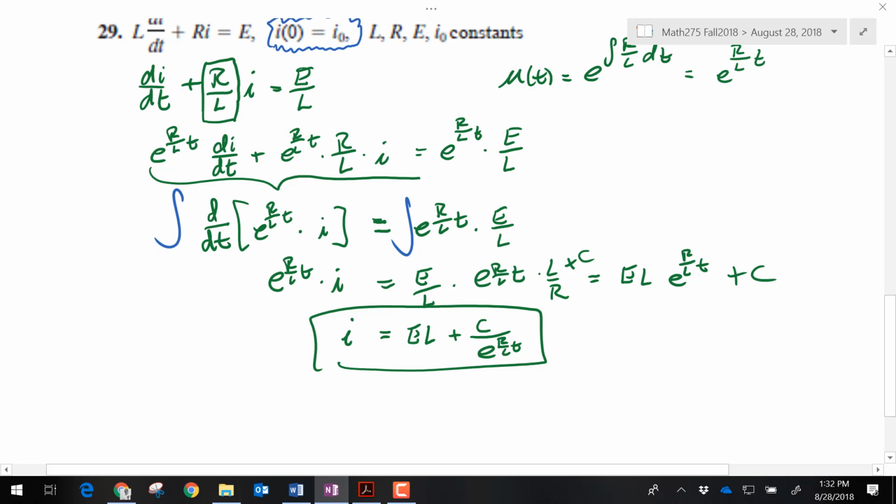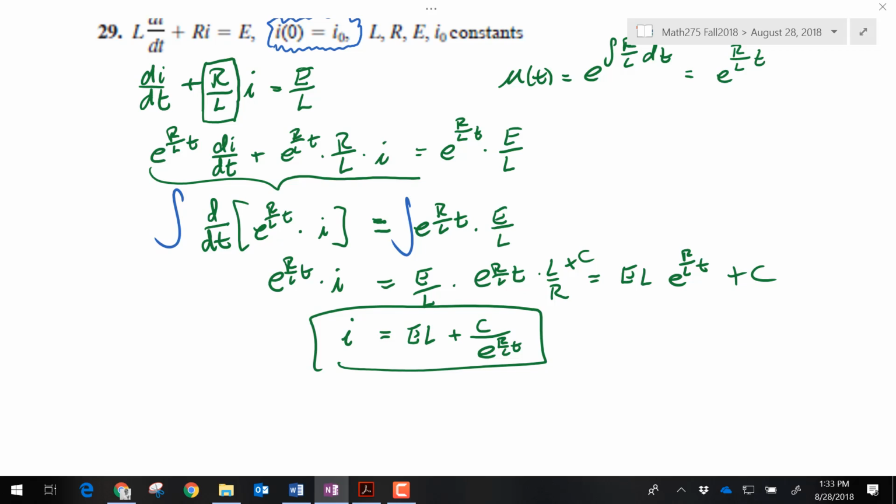This problem has an initial condition, and the initial condition is used to help us solve for the constant. So we need to continue solving for this constant, and the piece of information that we need is this: I of 0 is equal to I naught. That's the initial current.